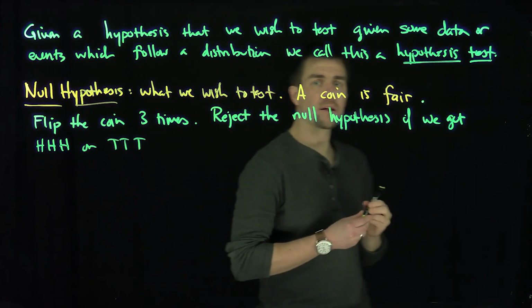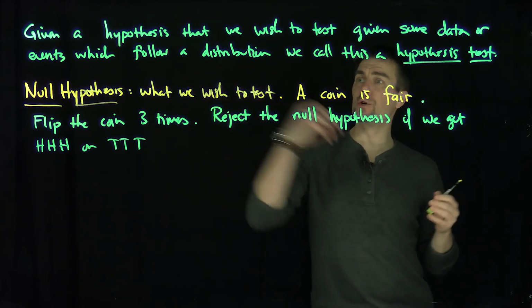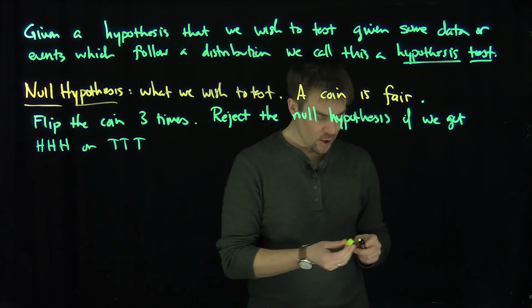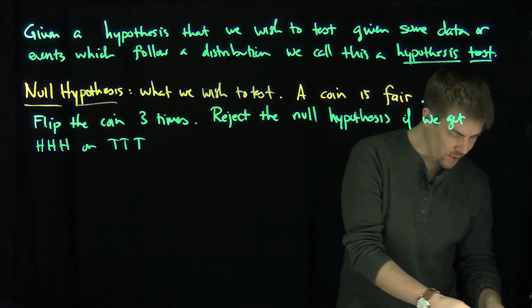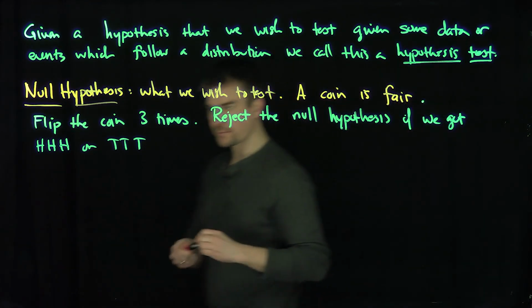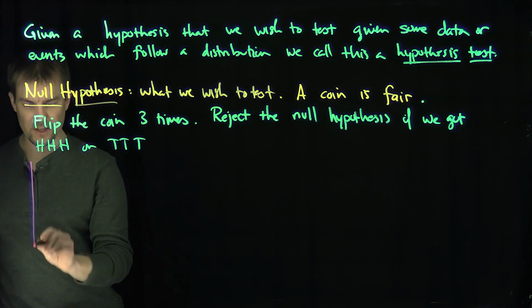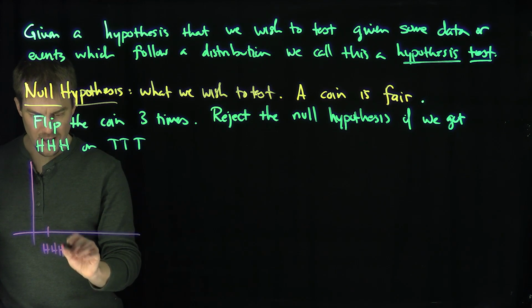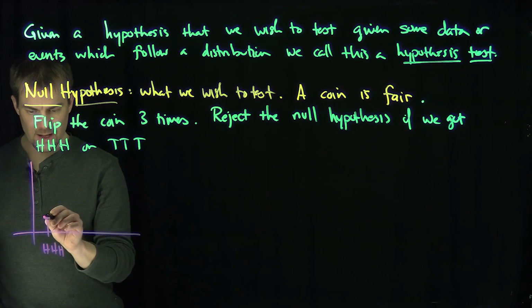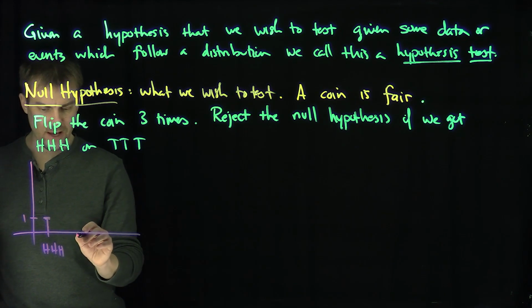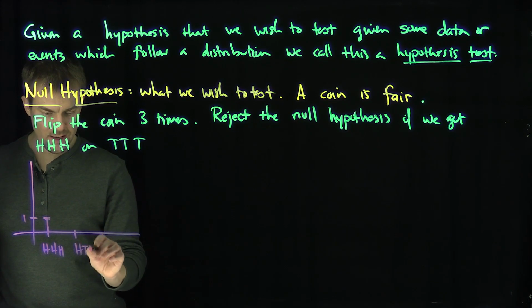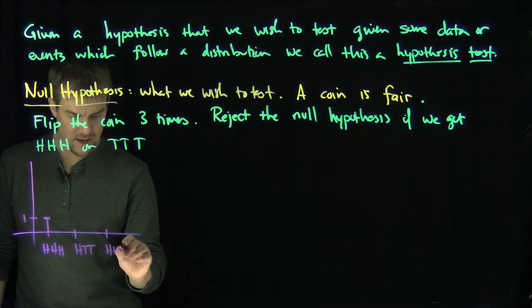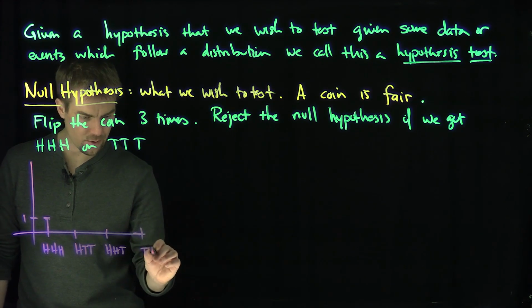Now let's think about this. I'm given a distribution now. I know what happens if I assume the null hypothesis is true. So when are we going to reject the null hypothesis? Let's think about what can happen on this distribution. I'm going to get heads, heads, heads exactly 1 time out of 8. That's 1 time out of 8. Or I can get a head, a tail, and a tail, or a head and a tail. Those are the only things that can happen.